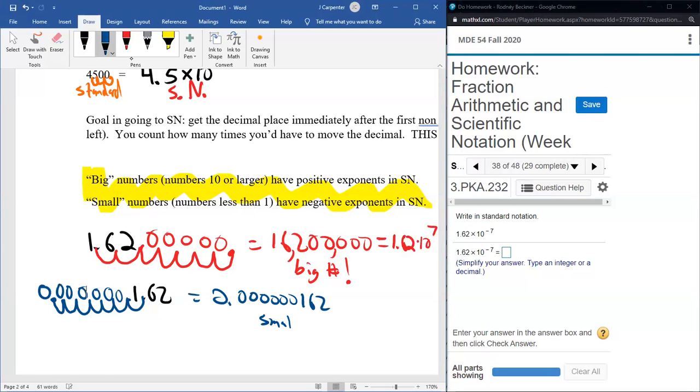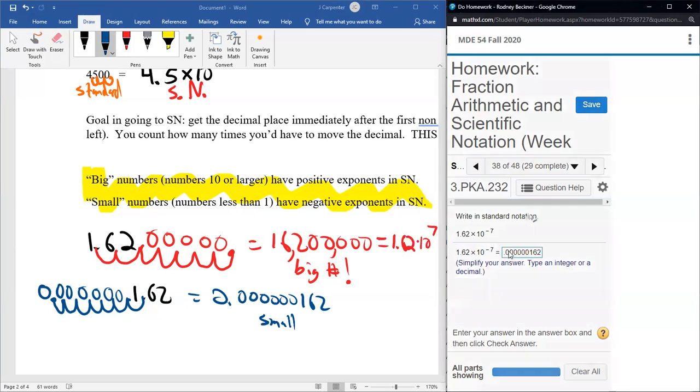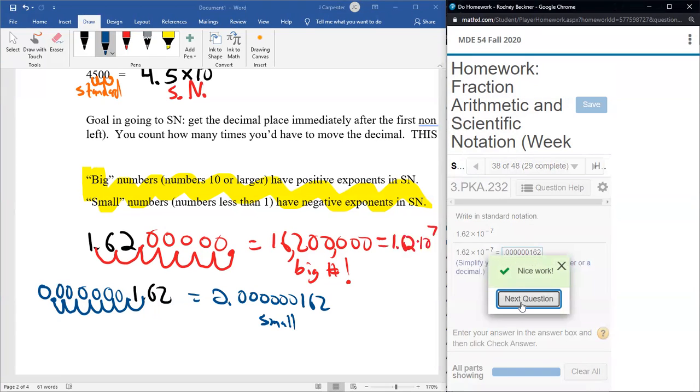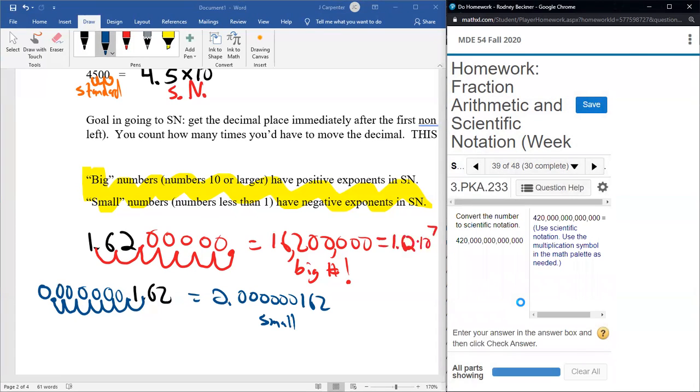That's a small number, which suggests that since it was a negative exponent, I've done it right. So point 1, 2, 3, 4, 5, 6 of those zeros, then the 162, drum roll, and we got it right. Big number, positive exponent; small number, negative exponent. That is going to make your scientific notation conversions 1,000,000 times easier, or 1 times 10 to the 6th easier. Hardy har har.